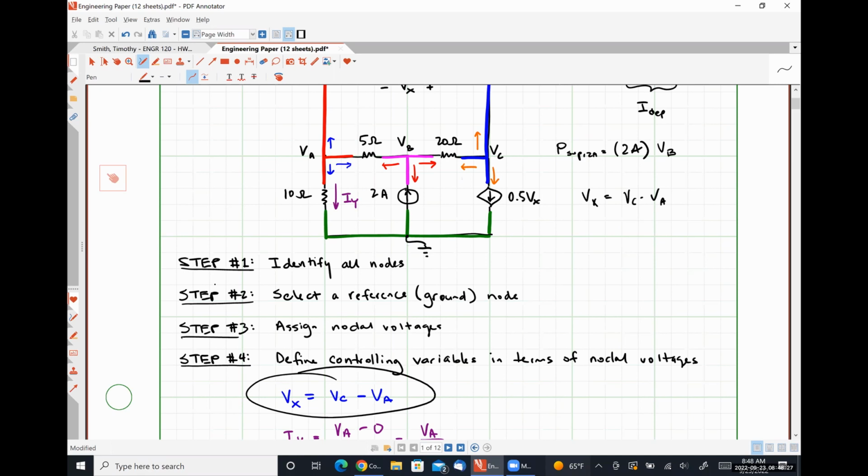So that's why I put step number 4, define controlling variables in terms of nodal voltages, before you do the KCL part of this procedure. I'm listing the steps in such a way as to help you remember what to do. If you do them in this order, and you get in the habit of doing them in this order, you will never find that you don't have enough equations to actually solve your system, okay?